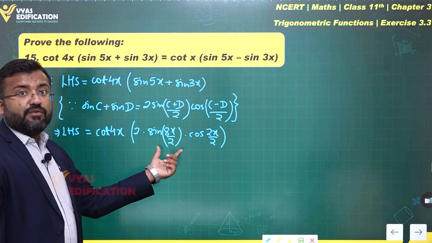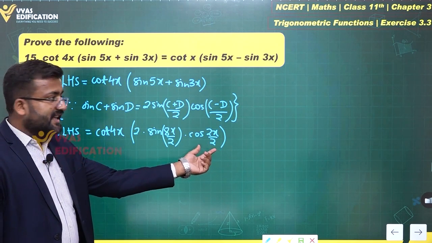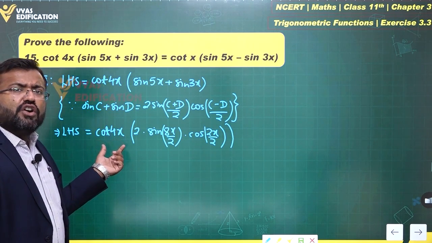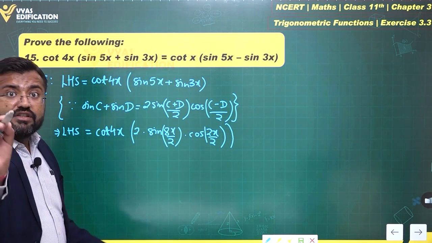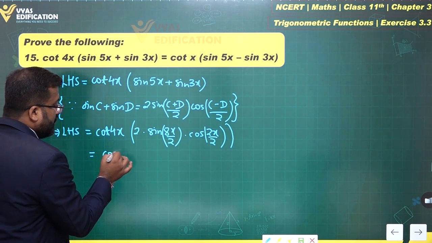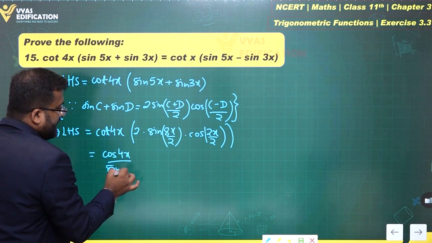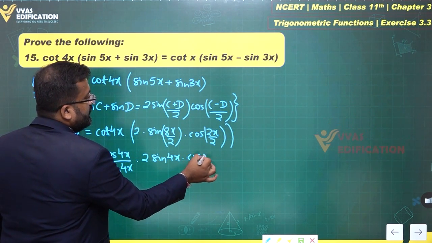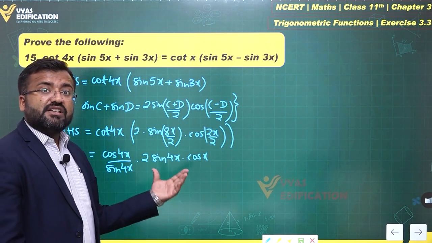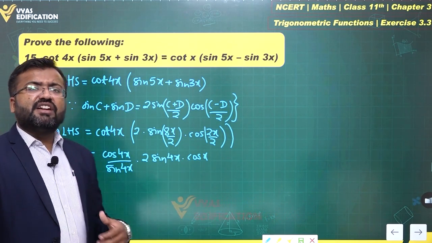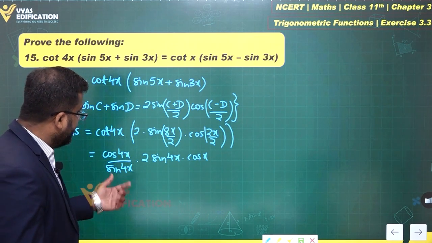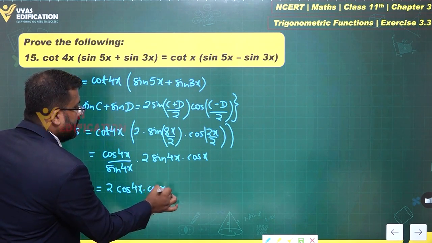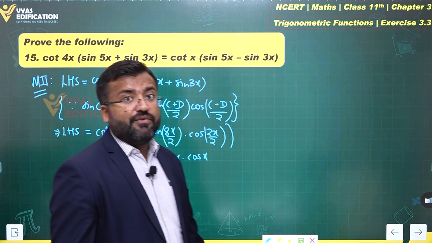This term in the middle will be converted to sine 4x. This is cos x, which is pretty simple. And what else? This cot 4x can be written as cos 4x upon sine 4x now. This will be cos 4x over sine 4x. And the other terms are simple. The other terms are sine 4x and cos x. Can you observe that the sine 4x will get cancelled from here and here, and what you will be left with is 2 cos 4x times cos x. This is the simplified version of LHS.